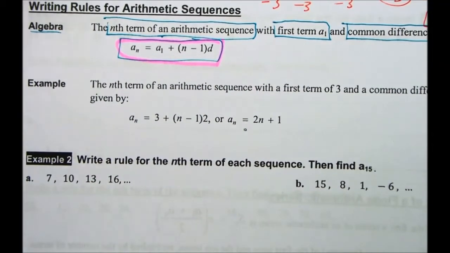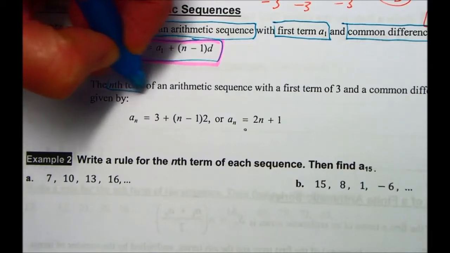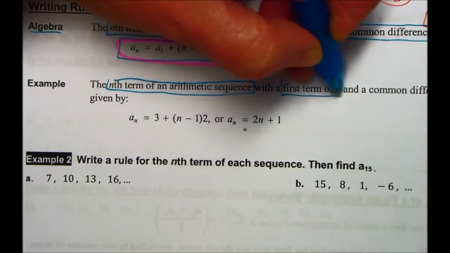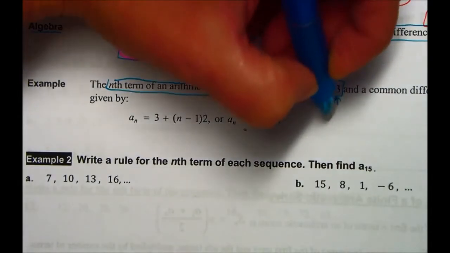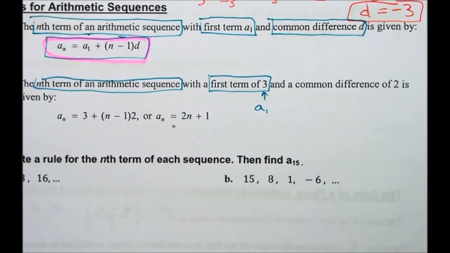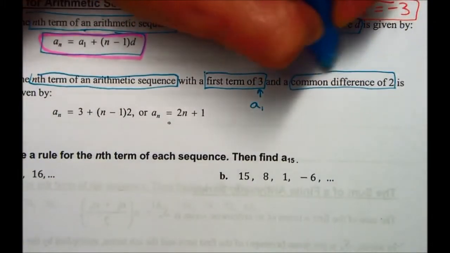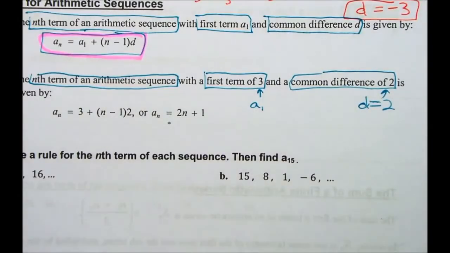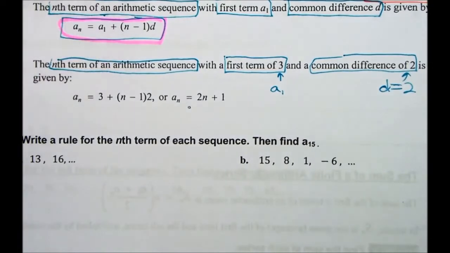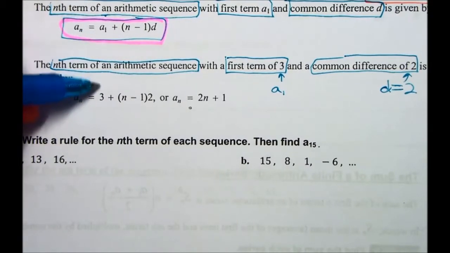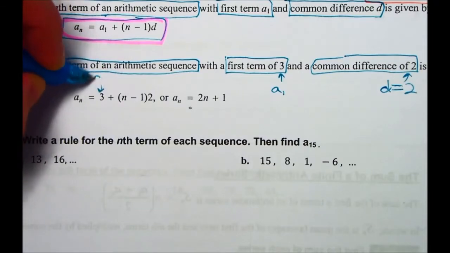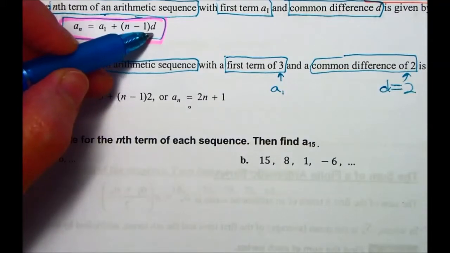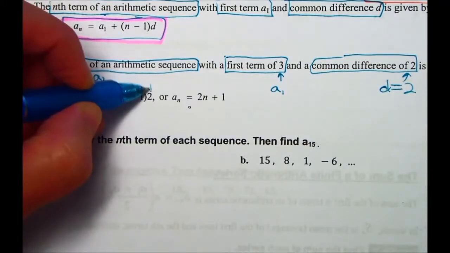So in this example, they're saying that the nth term of an arithmetic sequence with a first term of 3, so that 3 is going to be your a sub 1, and a common difference of 2, so 2 is going to be your d, is given by this equation. So you can kind of see how it relates. See the a1, now it's 3, so we just plug the 3 in for a1. And then the common difference, d, now is replaced with a 2.